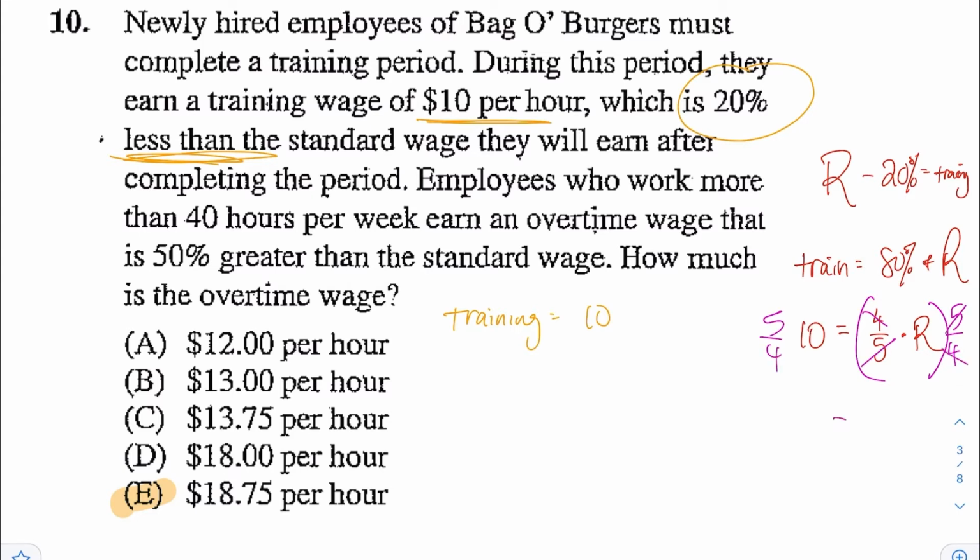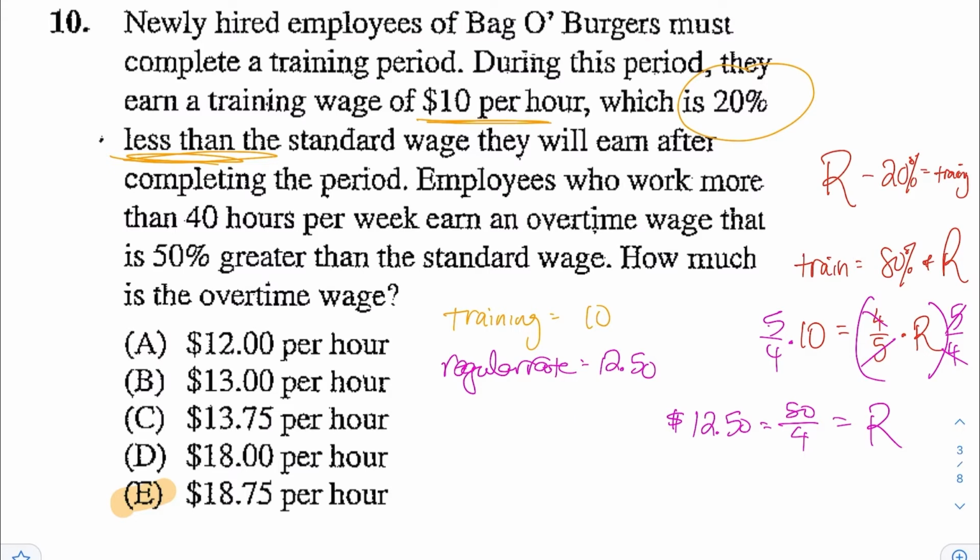You can cross cancel everything on the right side. So you just get R isolated. And that's going to be 50 divided by 4, which is $12.50 an hour. So the regular rate is $12.50 an hour.